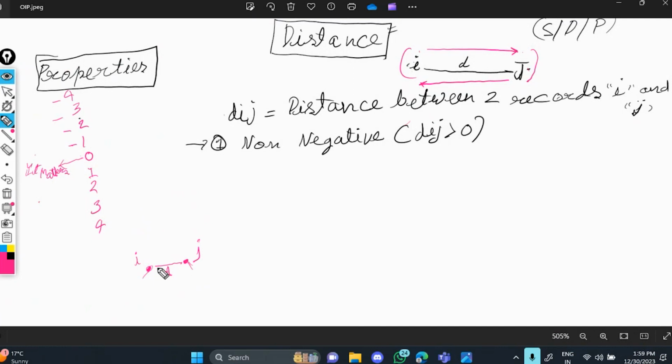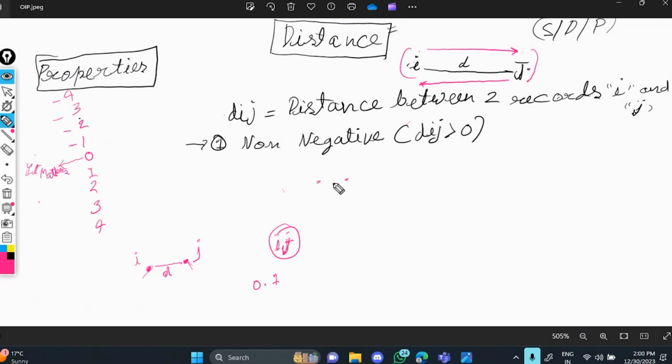if they are not the same, they are not a single record. If we are talking about i and i, the same record, then it does not have any distance, because they are the same record. But here we can see that they are different records. That means they have some distance. If we talk about a minimum, at least they have a distance of 0.1, right, Piyush?